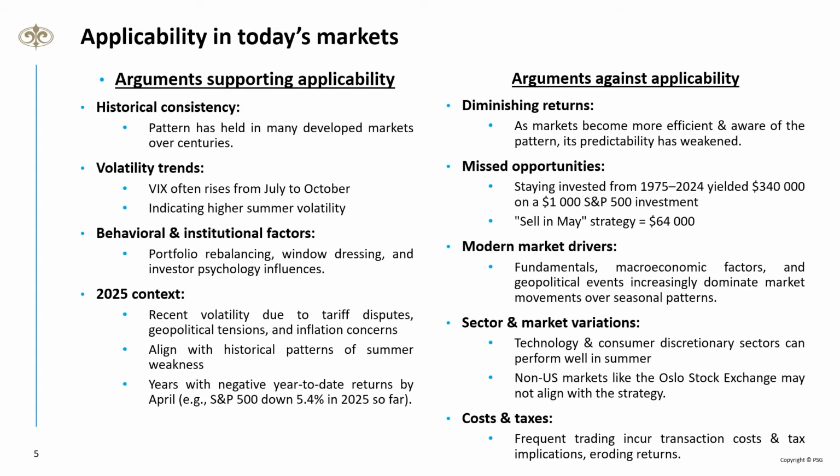But the main thing is also the volatility. The VIX index, the CBOE volatility index, often rises from July to October, so it's also a precursor to higher summer volatility. We also look at things like institutional factors and behavioral finance, portfolio rebalancing, especially from the unit trust guys, and window dressing. And obviously the big thing there is investor psychology, which all influences the stock scenario.